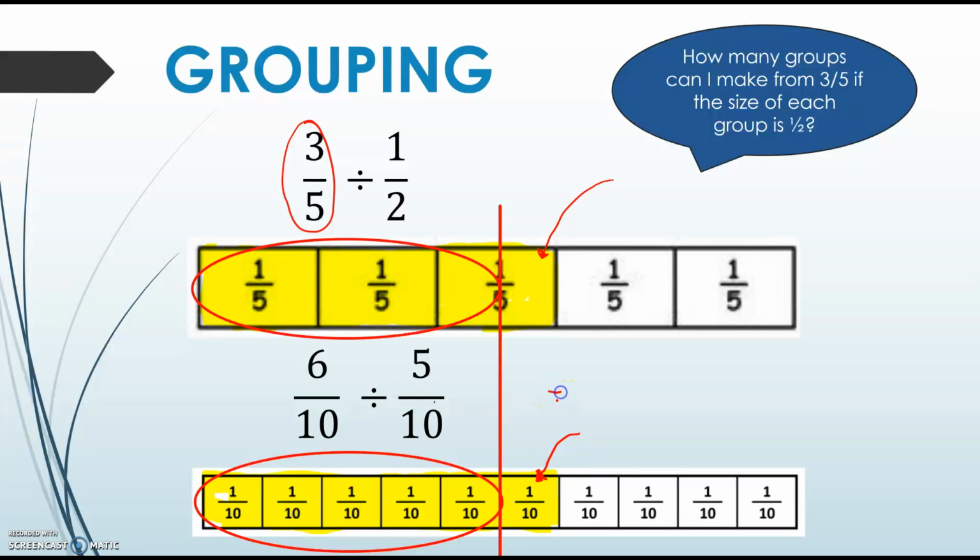So my answer here is going to be more than 1. I have 1 group. And then if we look inside the group, or inside my circle, you can see it's made out of 1, 2, 3, 4, 5 parts. I need 5 of those parts to make up 1 group. But you'll notice the leftovers, I only have 1 out of those 5 parts. So the leftovers will make 1/5 of a group. So the answer to this problem is 1 and 1/5. How many groups can I make from 3/5? The answer is 1 and 1/5.